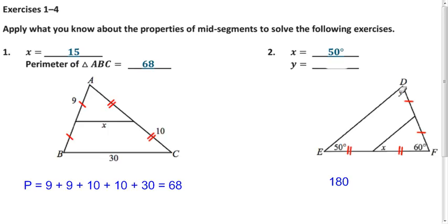And how can we find out what Y is? Well, Y is corresponding with this angle in here. And we know that the angles add up to 180 degrees in any triangle. And since that's 50, we showed before that this is 50. So it's just 180 minus 50 minus 60 is 70. So 70 degrees.